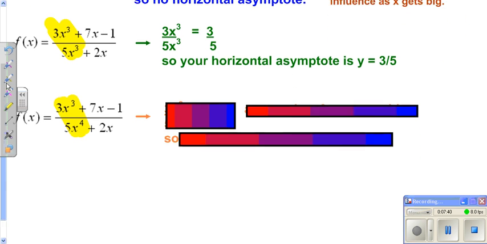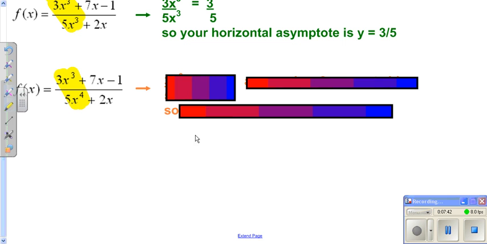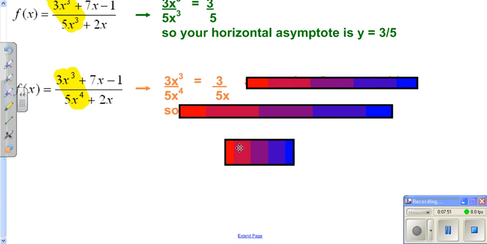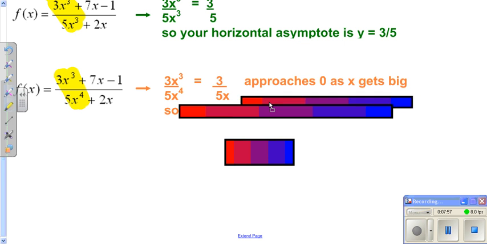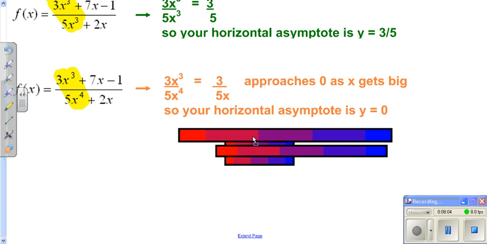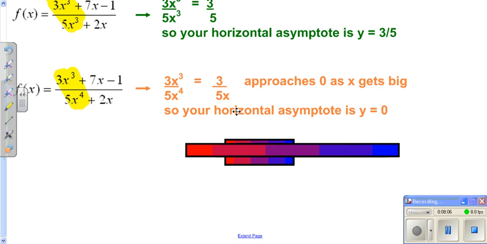We're going to do the same type of thing down here at the bottom. Most influential over most influential. Once again, it would reduce, and we would get this. Now, as x gets really, really big, it causes the bottom to get big. And 3 over a really big number means it gets close to 0. So in this case, we would have a horizontal asymptote of y equals 0. Because 3 over something really, really big is really, really small, close to 0.